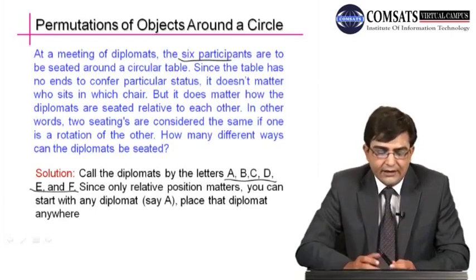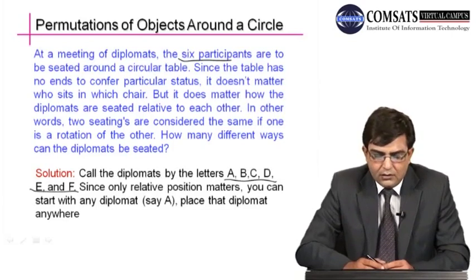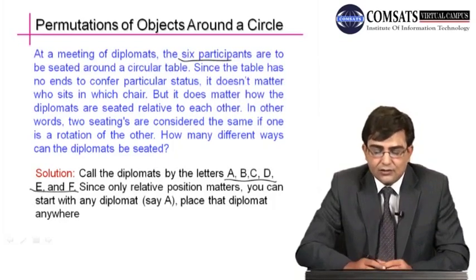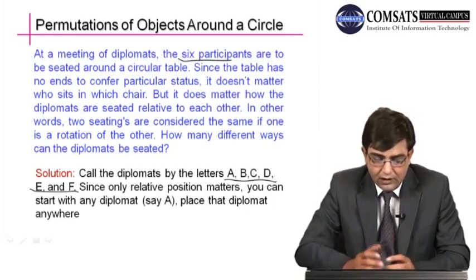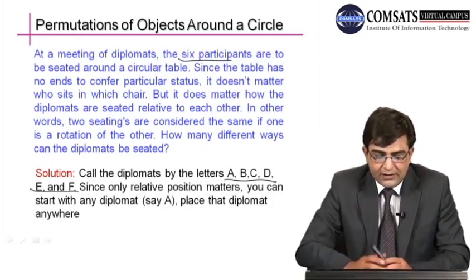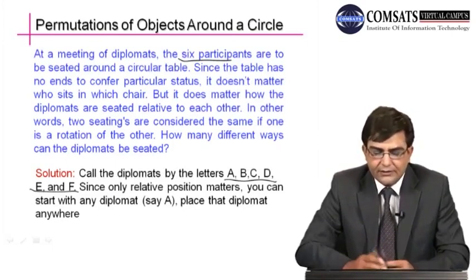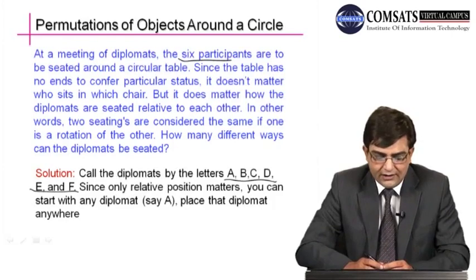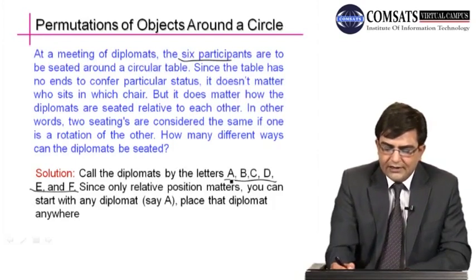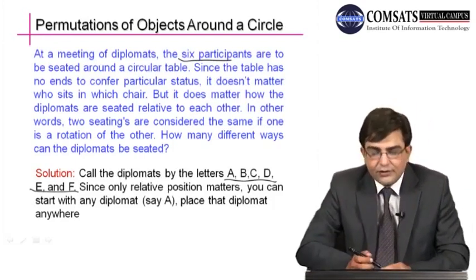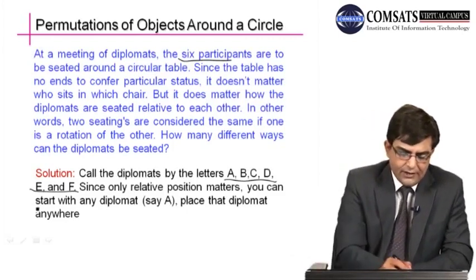Now the problem is that there is no starting point for the diplomats where we can start. So we have to fix a starting point around a circle. For example, among A, B, C, D, E, F, we can select any one of the diplomats as a starting point. So we fix the starting point around the circle and then we can calculate the permutations. So call the diplomats by the letters A, B, C, D, E, F. Since only relative position matters, you can start with any diplomat.